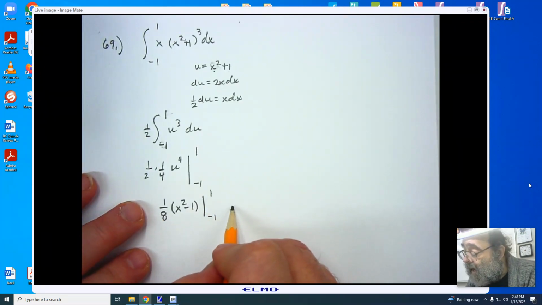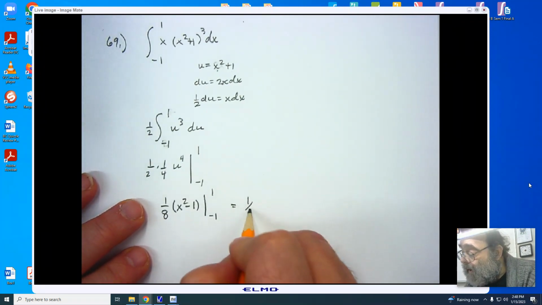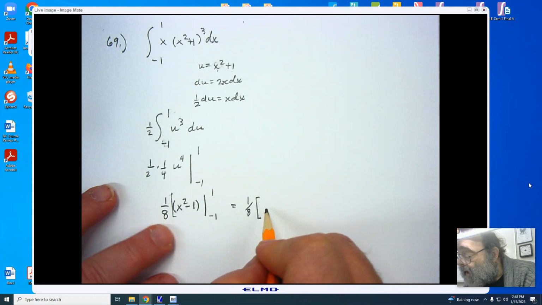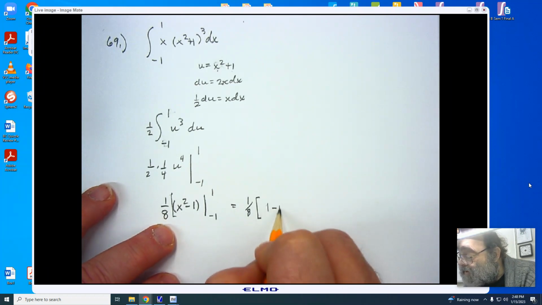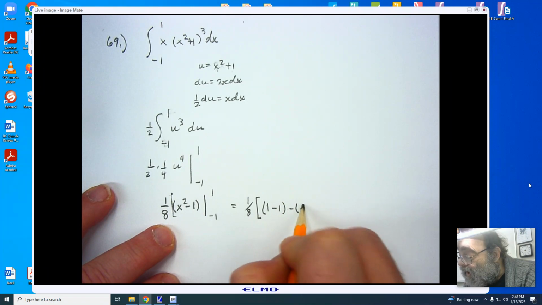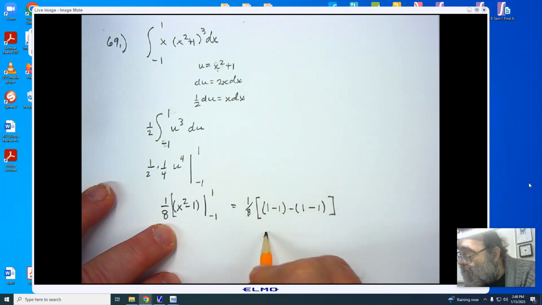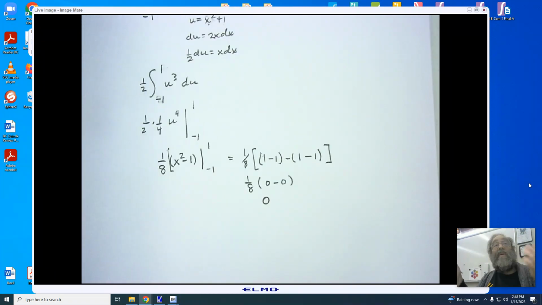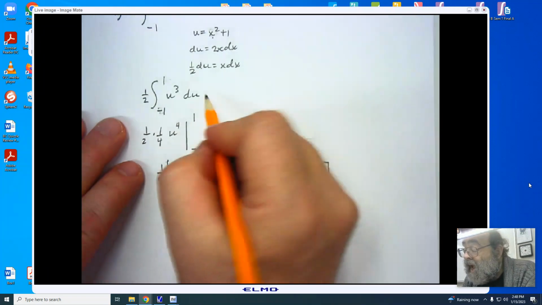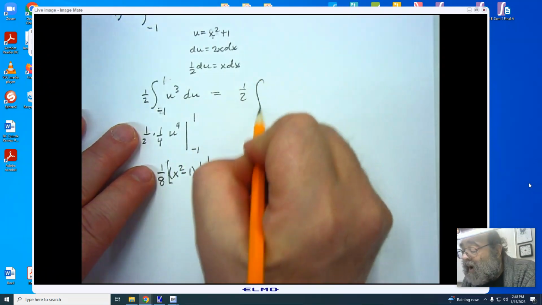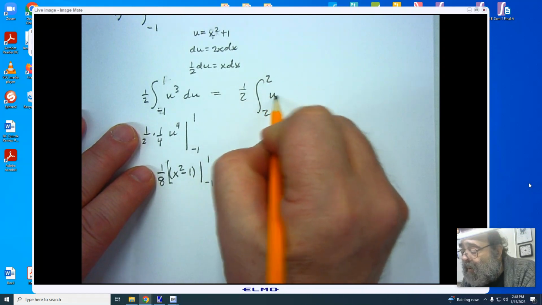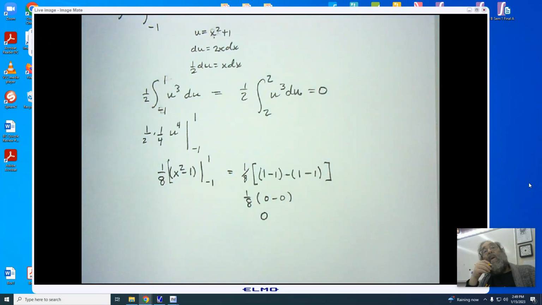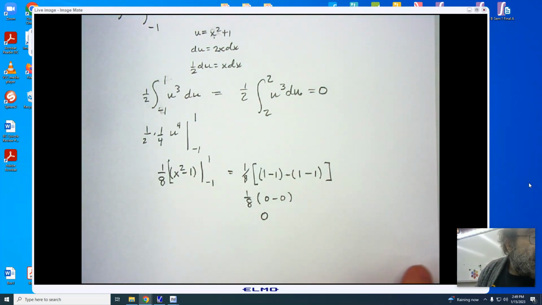Plugging in the 1, I have then 1/8 being multiplied by, let's just go ahead and do it that way, 1 minus 1, and I'm looking at 1/8. 0 minus 0 is 0. So it was 0. Once again, we could see it. Had we done our substitution, I always am worried. I always think I'm going to do something silly. And in this case, it wouldn't have mattered. Let's go ahead and take a look at number 71.